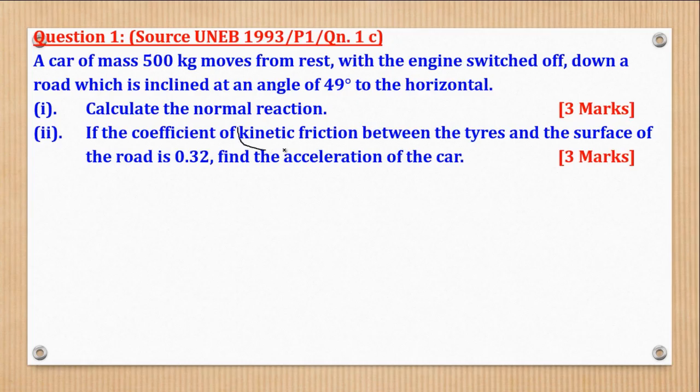Now we see another word, kinetic friction. Kinetic friction means the friction when the particle is moving. Then limiting friction is when it's not moving but just at the point of moving. But because limiting friction is already the maximum value, even when the particle is moving, the friction remains the same.